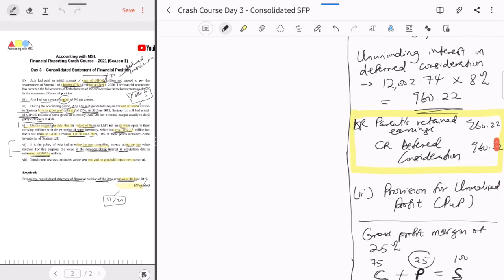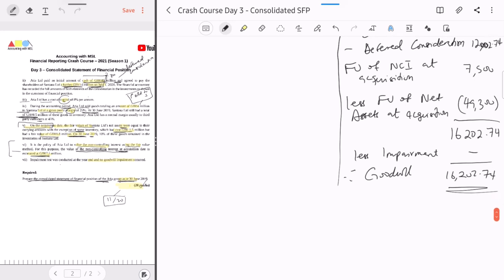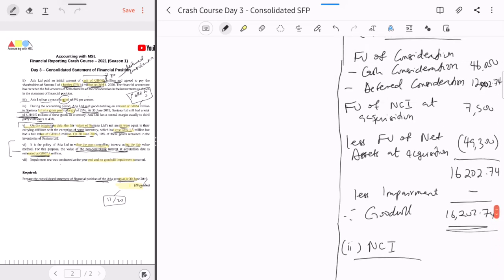We've done goodwill. Let's do the second working under working 3, which is NCI. So 3ii is to work for NCI. The working for NCI is simple. If you want to remember, just tell yourself that the second line of goodwill working will always be the first line of NCI. So remember I told you goodwill is fair value of consideration, right?